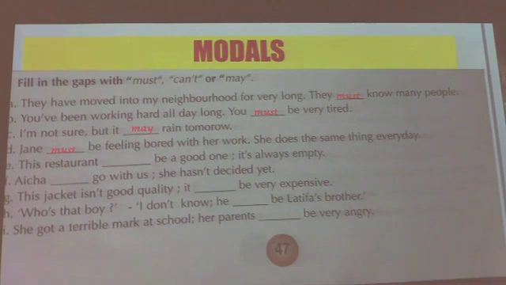And E, the restaurant, so it's always empty. Why is it empty? Because, so this restaurant can't be a good one, okay? It's a bad restaurant. Maybe they serve bad food. That's why it's always empty. Aisha go with us, but we are not sure whether she made up her mind or not. Okay? She's hesitating. Okay, we're not sure. It's possible. May go with us. She hasn't decided yet. Now, this jacket isn't a good quality. Okay? So the result? The price is not going to be expensive. So it can't be very expensive, for sure.